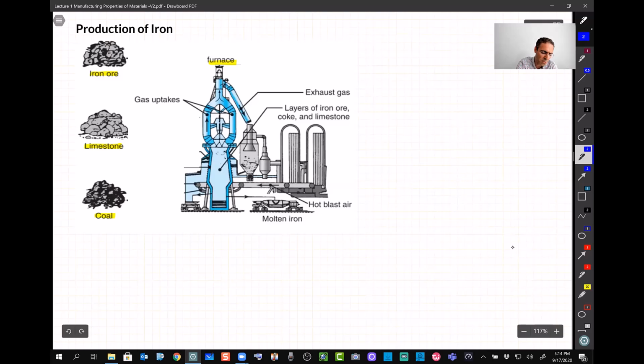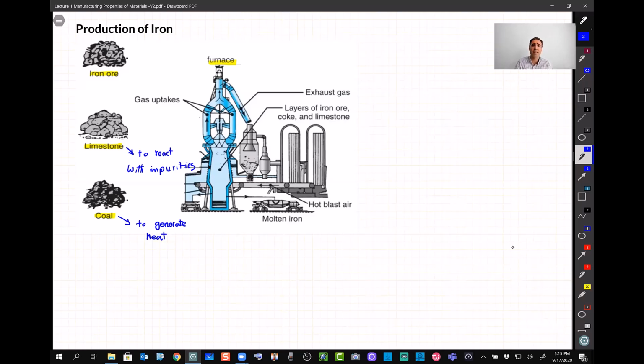and the function of limestone is to react with impurities, so we can get rid of the impurities. And the function of coal, of course, is obvious, to generate heat. So we mix them all in a furnace, we melt them, and then in a complex system like this, which again, there are videos which I posted on Canvas, hopefully at the end we get iron.